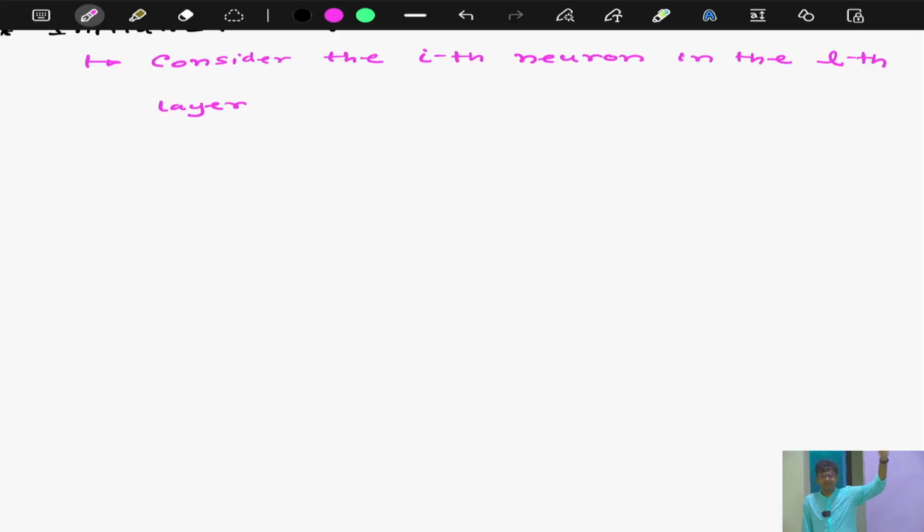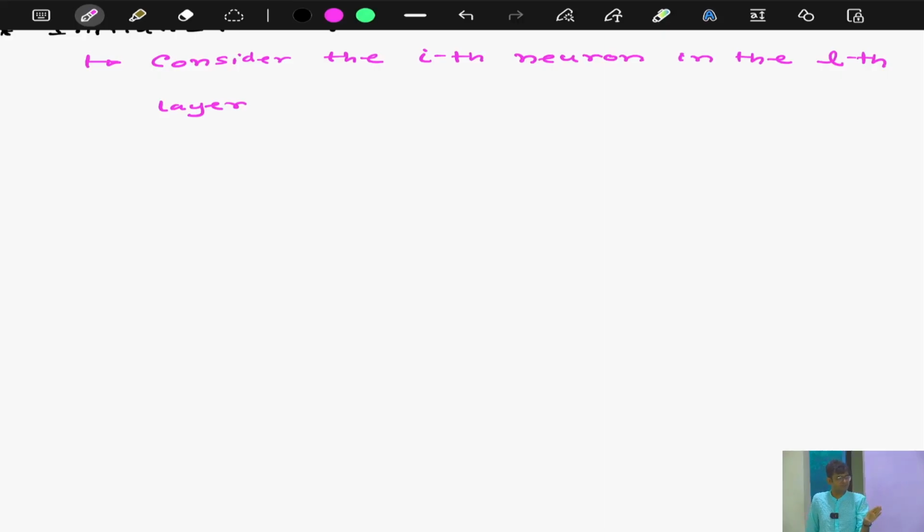Consider, or rather let us say consider, the ith neuron in the lth layer. So, we are just focusing on a single neuron which is the ith neuron, but in the lth layer. By the way, the 0th layer is your input layer, the first layer is your first hidden layer. So, like that 0, 1, 2, I am at the lth layer and I am concentrating on the ith neuron in that layer.